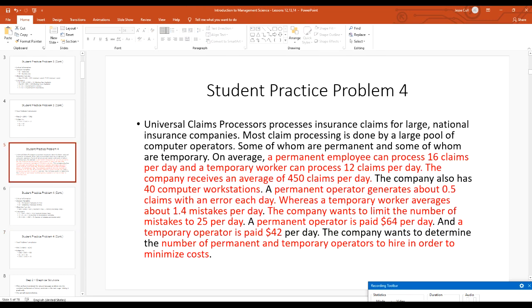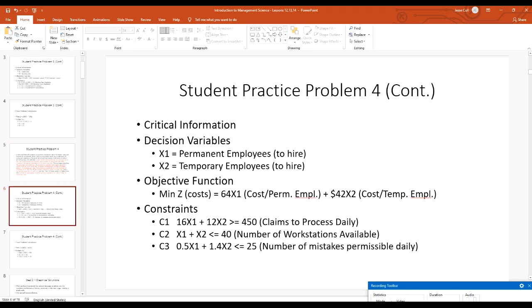For our second constraint, we see that we have 40 computer workstations. And we also see that they are computer operators, so every employee requires a workstation, meaning we have a maximum of 40 employees allowed. So we have X1, which is the number of permanent employees, plus X2, the number of temporary employees, must be less than or equal to 40, because that is the number of workstations available.